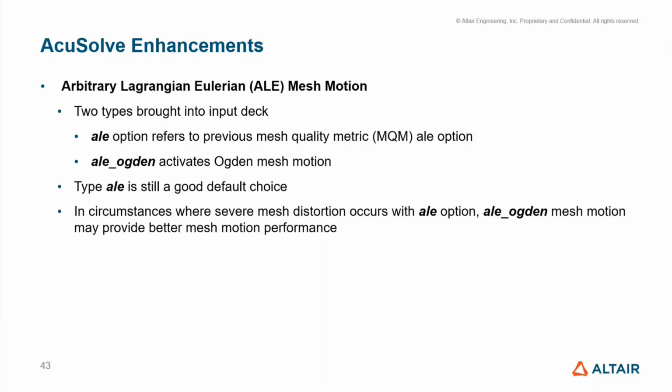The next enhancement is that the Ogden flavor of mesh motion control has been brought into the input deck. The previous ALE type, which is based on the mesh quality metric, or MQM, is still named ALE, and the new parameter is now ALE_Ogden. Users are encouraged to run the default MQM flavor first, and then try ALE_Ogden if severe distortion occurs with MQM.